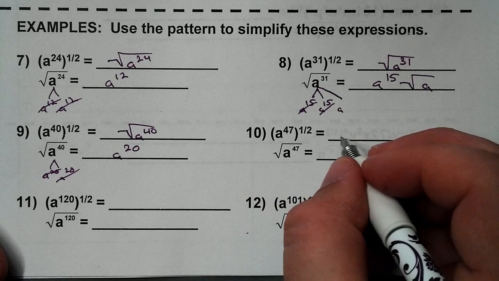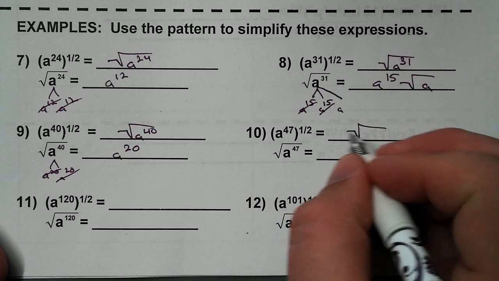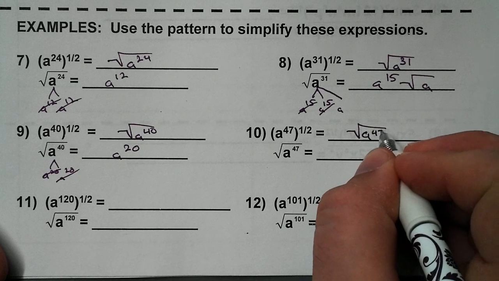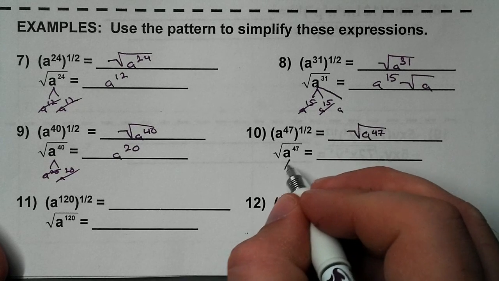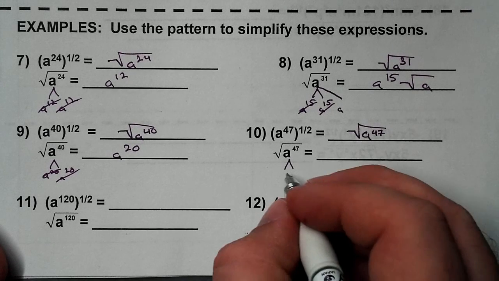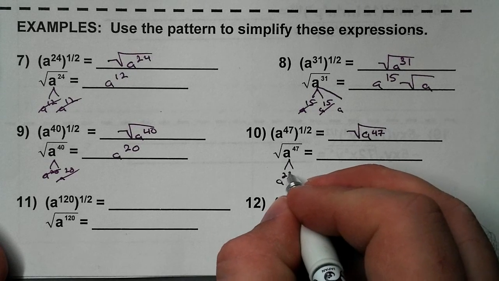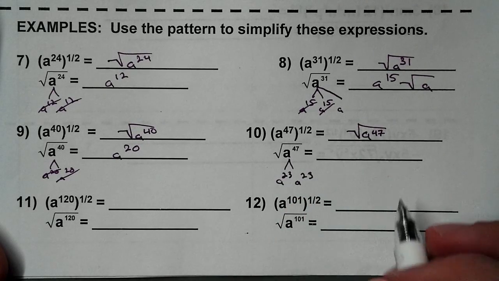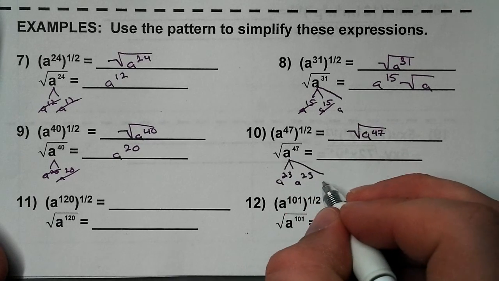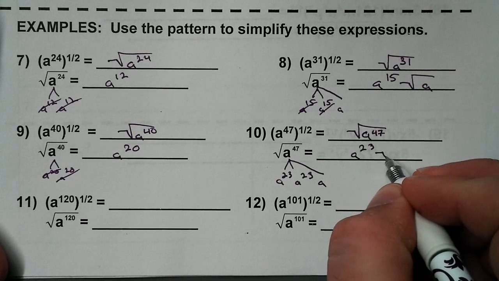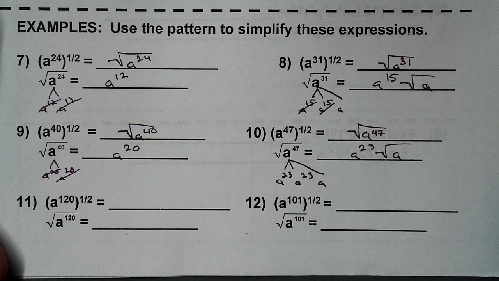Odd number, this one is a to the 47. So when we take the square root of a to the 47, we're going to divide it by 2, and we're going to get 23.5. So a to the 23, a to the 23, and we're going to have that one extra guy left over. So it's going to be a to the 23 square root of a.